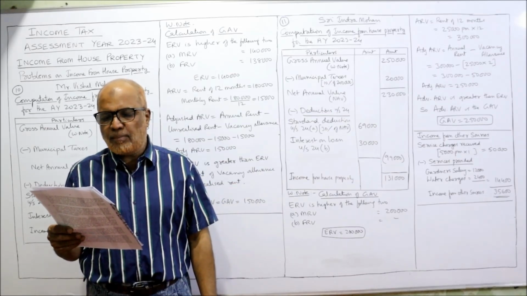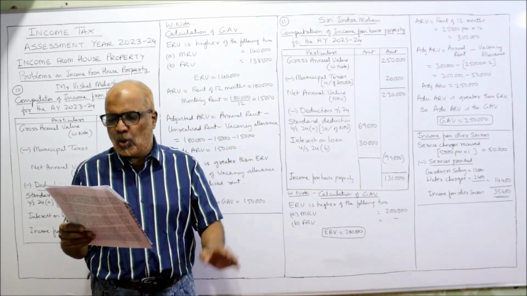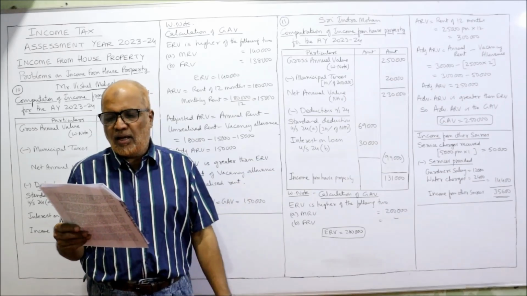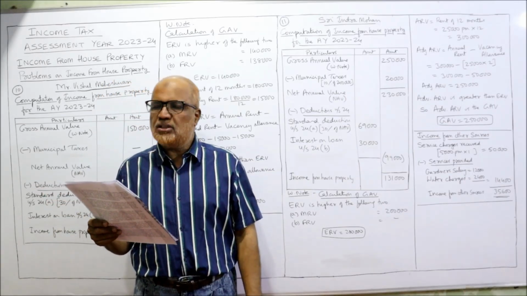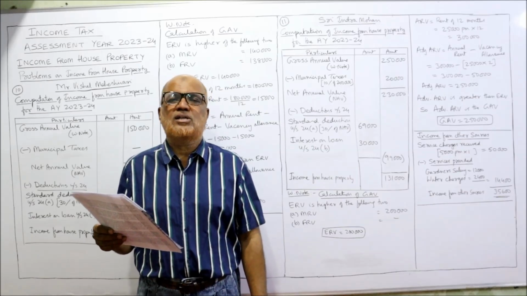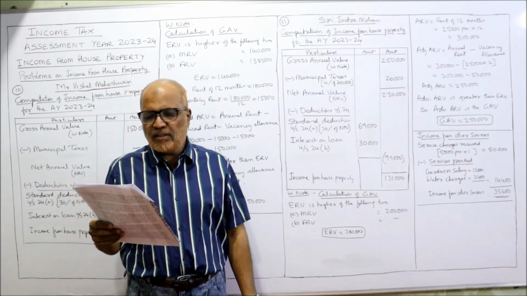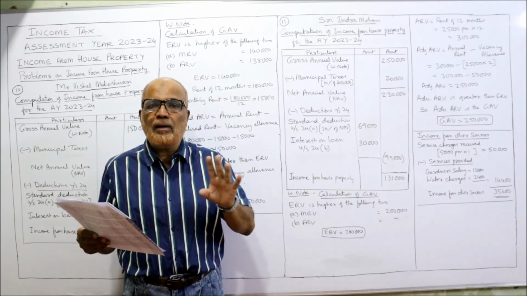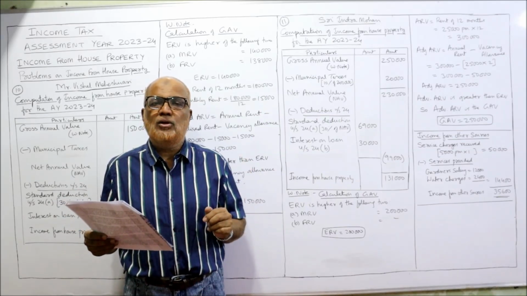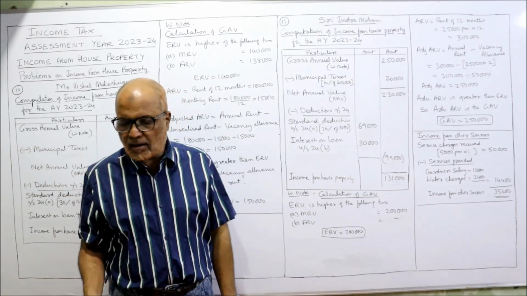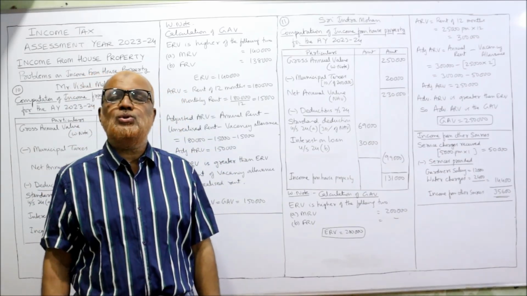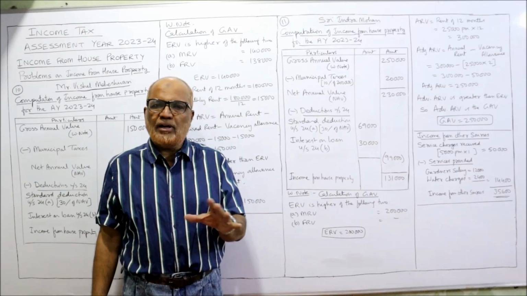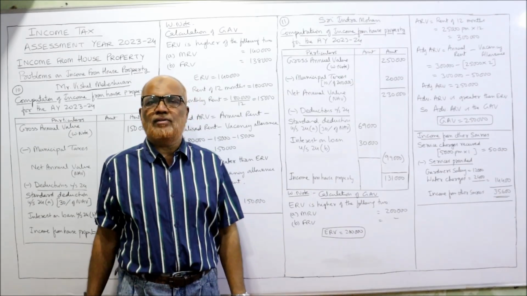Other expenses incurred by the owner were insurance premium, ignore. Collection charges, ignore. Interest on loan for constructing the house is allowed as deduction under section 24B. During the year, the house was vacant for 2 months. That means for 2 months he is not getting the rent. 2 months vacancy allowance. Calculate the income from house property. So we have understood all the contents of the problem.